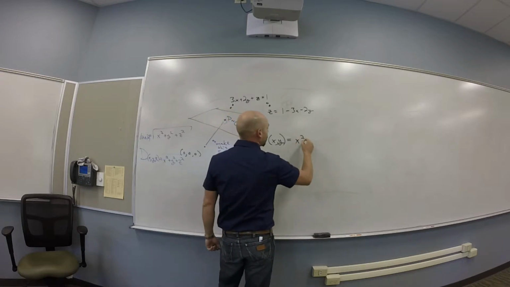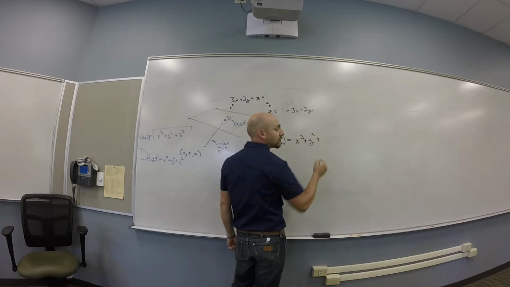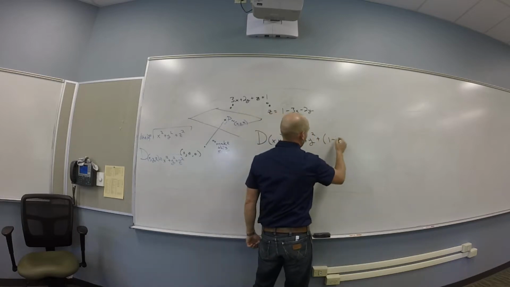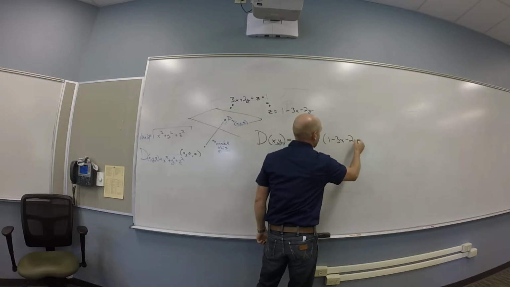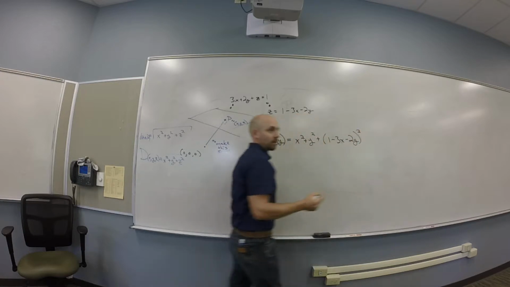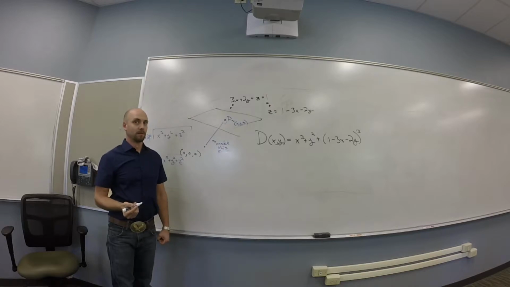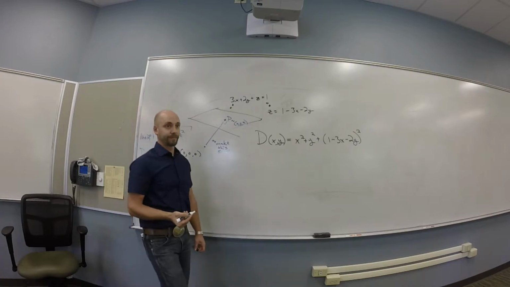So I got x squared plus y squared plus 1 minus 3x minus 2y, all that crap, squared. You guys all with me on that? Okay. Now what?